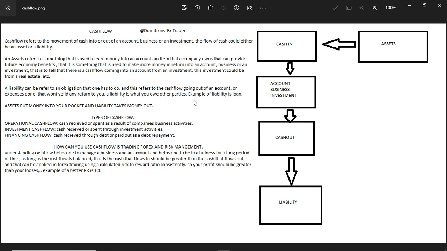Okay, guys. So today's topic will be based on cash flow and how you can use cash flow in understanding risk management and how you can grow your account, whether you are into business, investment, or trading. We are doing this basically on forex trading and the financial market.